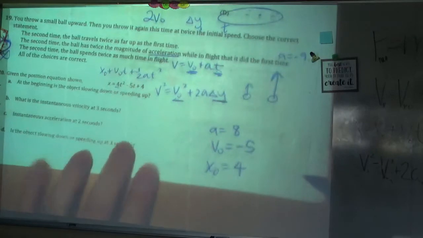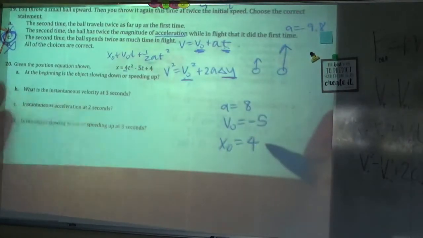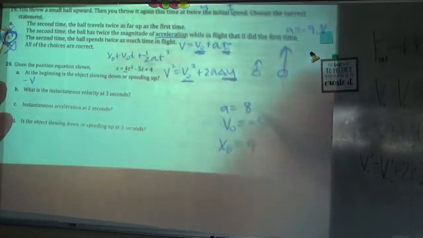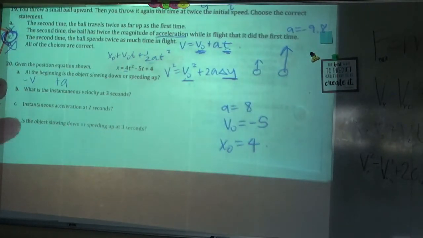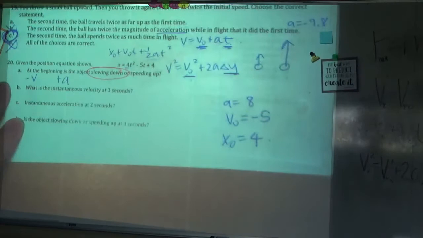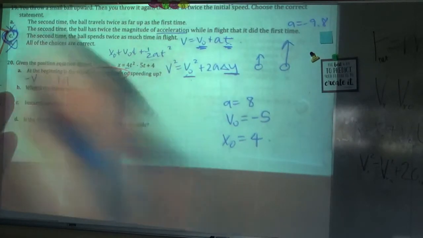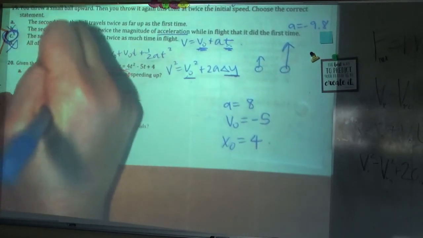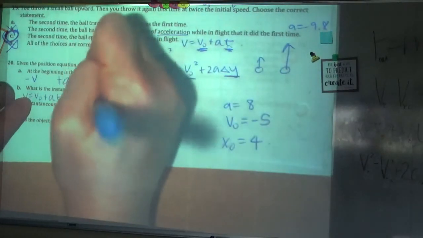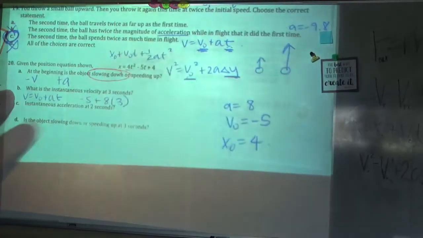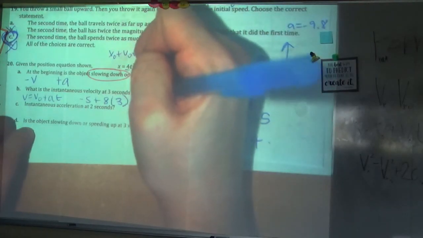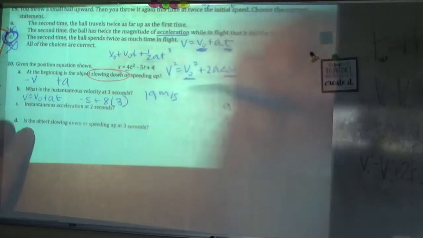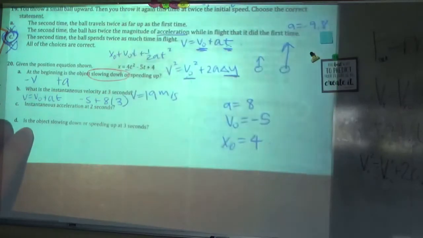At the beginning is the object slowing down or speeding up. So let's look. I have a negative velocity and a positive acceleration at the beginning, so that would mean that it is slowing down. The instantaneous velocity at 3 seconds, so I'll just plug in, v is v naught plus at, v naught is negative 5, acceleration is 8 after 3 seconds. Negative 5 plus 24, that gives me 19 meters per second? Yes. So that would be my velocity after 3 seconds.